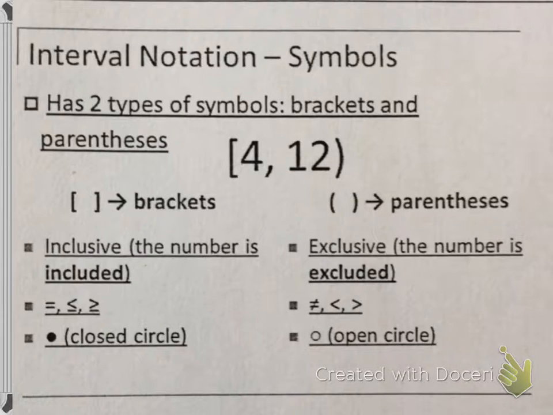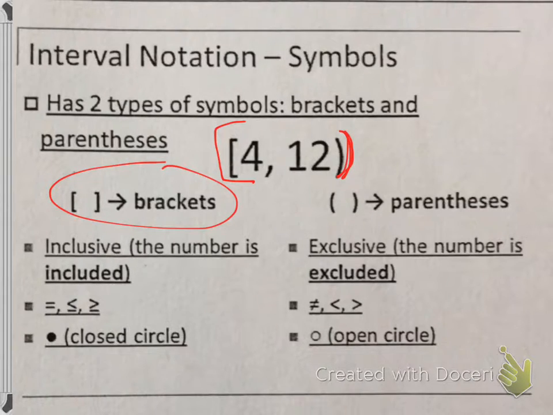So there's some symbols that we need to remember about what we're talking about. First of all, interval notation has two types of symbols. It has brackets, which are these, and parentheses, which are these. Brackets mean equal to. So equal to, less than or equal to, greater than or equal to. So anytime we would have in the past put a closed circle, that's the same thing that a bracket means.